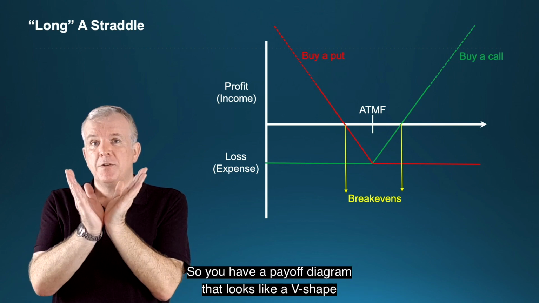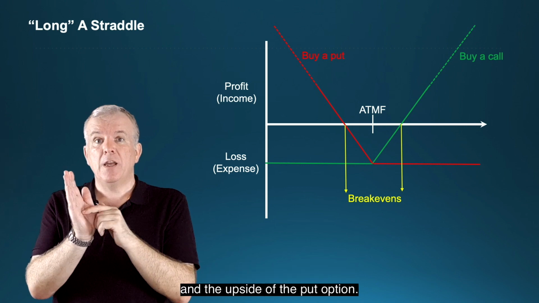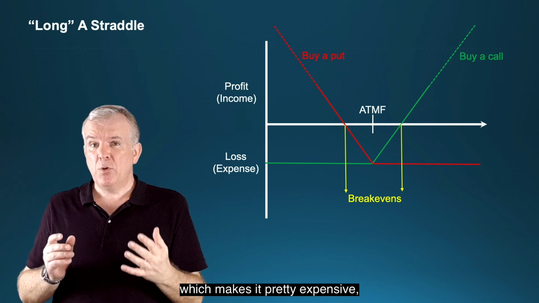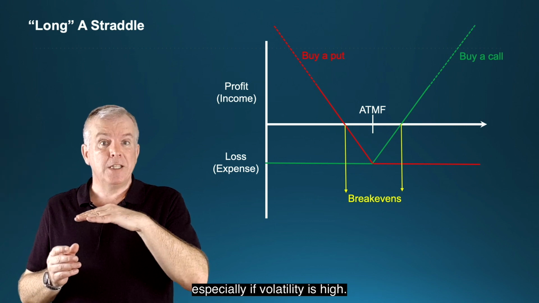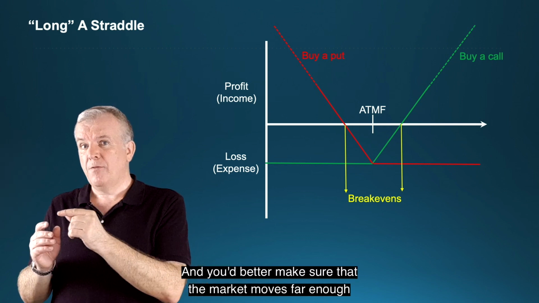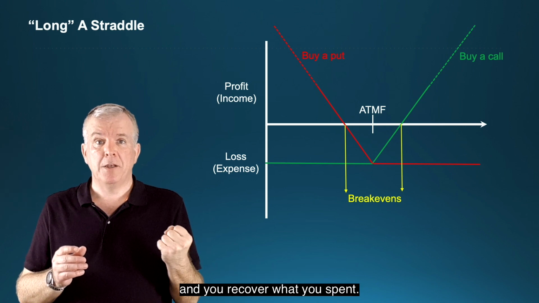So you have a payoff diagram that looks like a V shape where you have the upside of the call option and the upside of the put option. But remember, you're buying two options, which makes it pretty expensive, especially if volatility is high. And you better make sure that the market moves far enough one way or the other so that you break even and you recover what you spent.